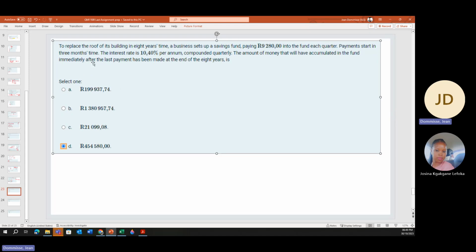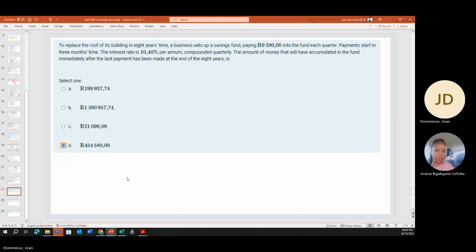Okay, to replace the roof of its building in 8 years' time, a business sets up a savings fund, paying into a fund each quarter. Payments start in 3 months' time. The interest rate is compounded quarterly. Find the amount of money that will have accumulated in the fund immediately after the last payment.